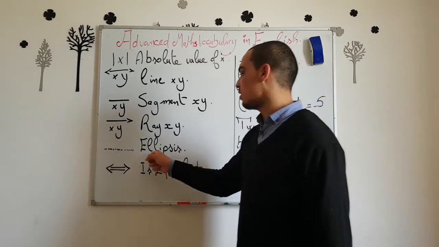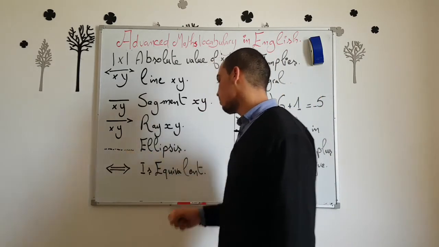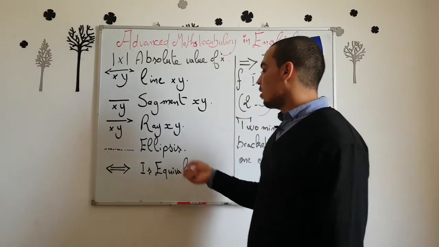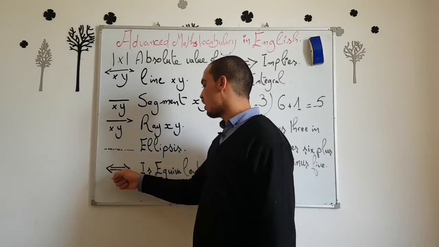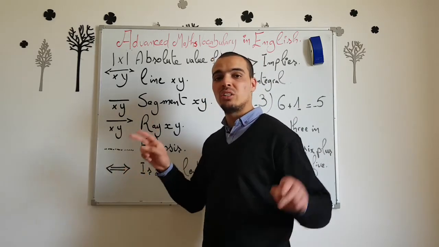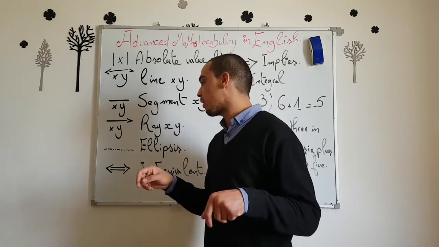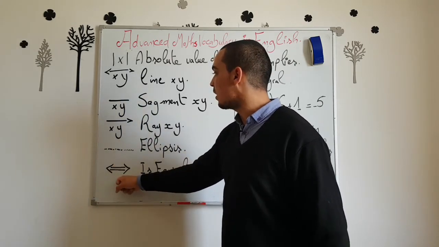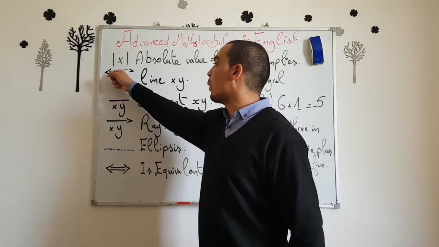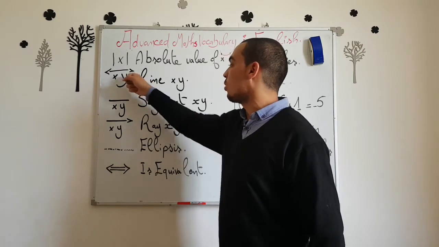And for these points, when you find a lot of points, this is called ellipsis, okay? Another one is an arrow pointing in two directions with one line. This is called line.